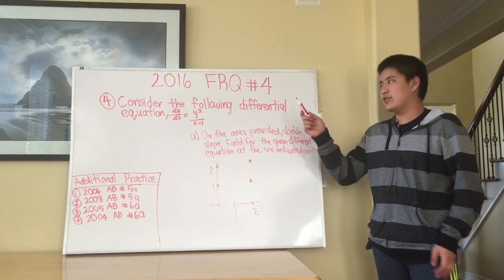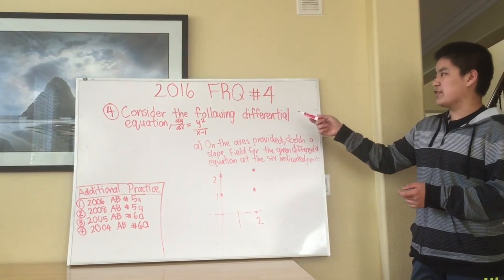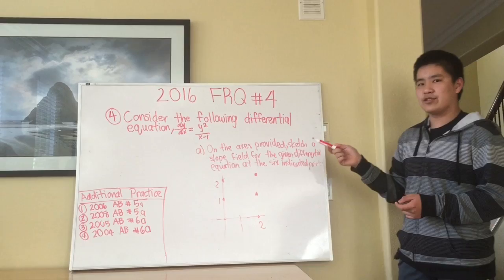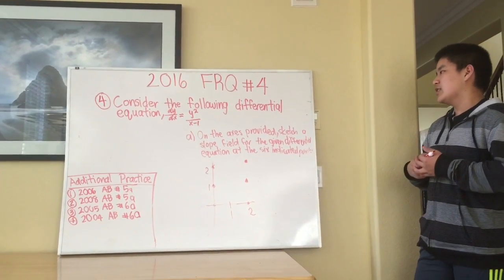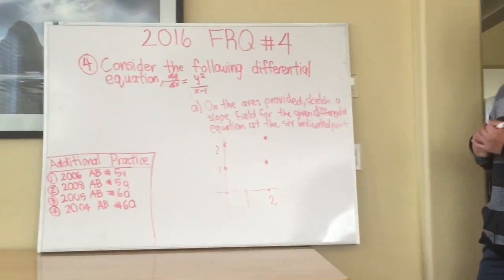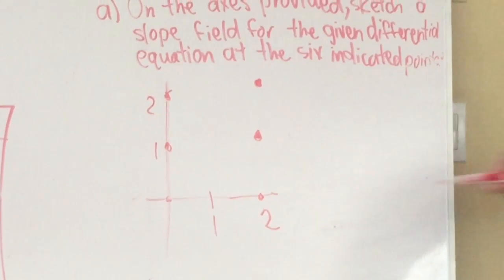Today I will be talking about 2016 FRQ number 4. It says, consider the following differential equation, dy over dx equals y squared divided by x minus 1. Part A asks us to sketch a slope field for the given differential equation at the 6 indicated points, as shown by these points over here.